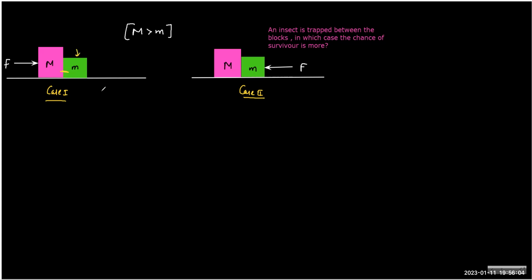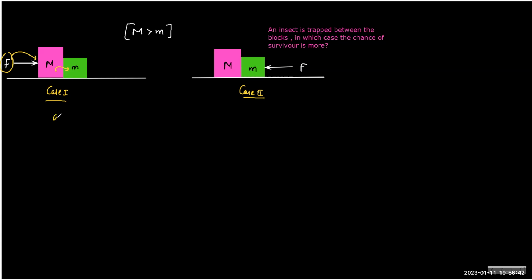Who is pushing this block? The normal itself, no? See, this force is applied to this block. Who is pushing this block? Tell me. The normal developed between the blocks, isn't it? Yes, sir. And this normal is going to push the block of mass small m with the same acceleration as in case 2, right? Acceleration is the same in both cases, right?